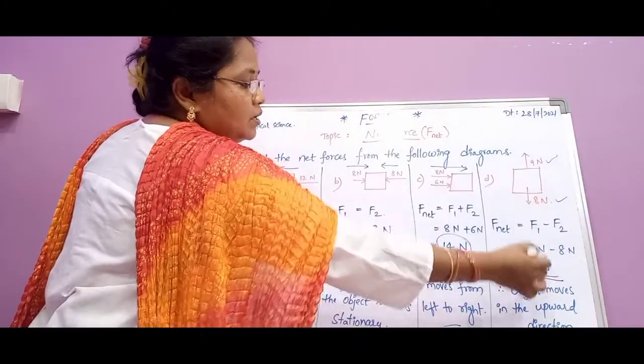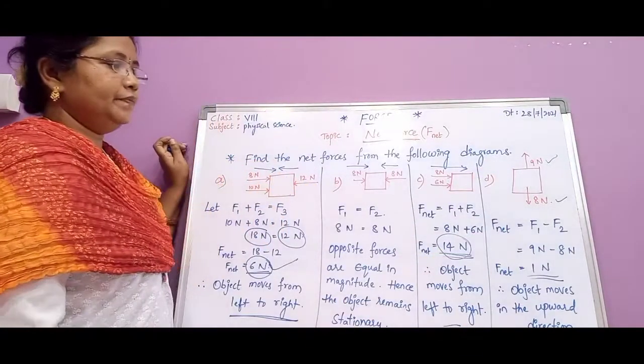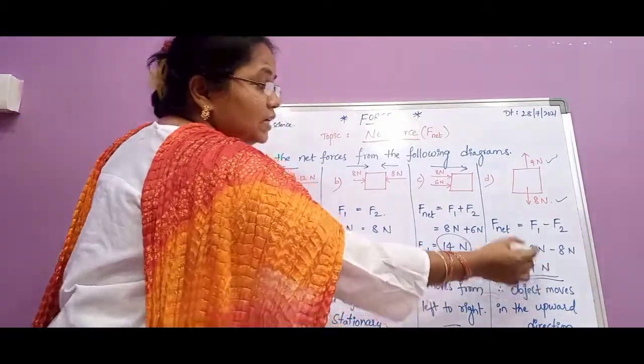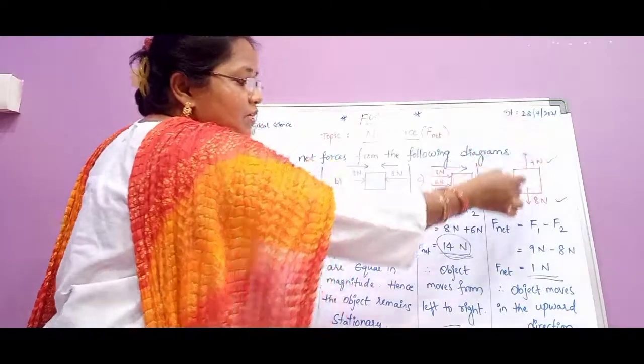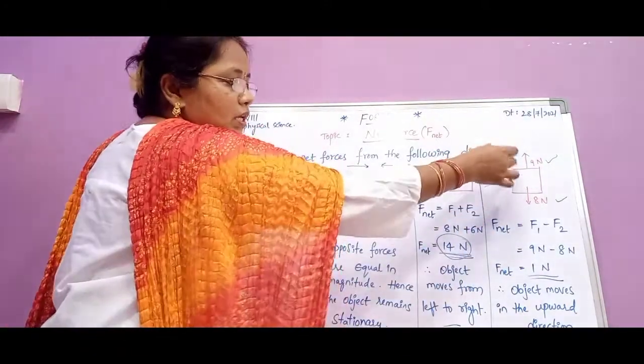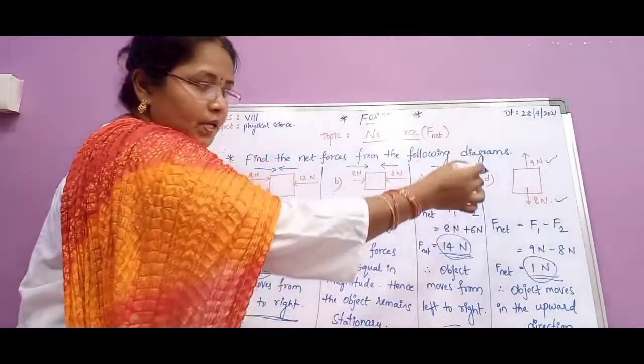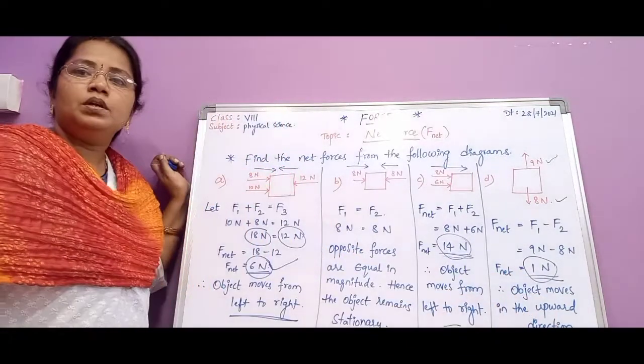What is the net force acting on this body? So 1 newton force is acting on this body. And in which direction is this 1 newton force acting on the object? It is in the upward direction. Okay, here the magnitude is more, hence we consider that this net force is acting in the upward direction only. Hence, the object moves in the upward direction.